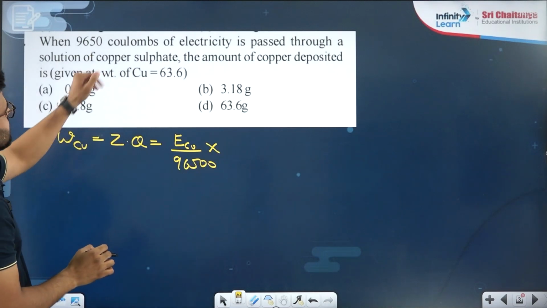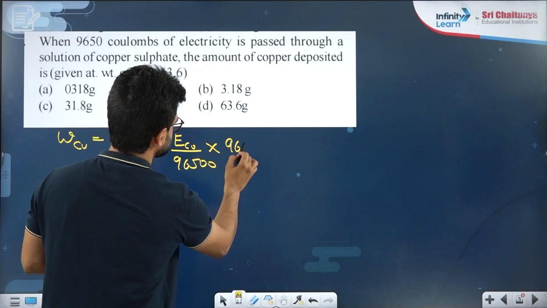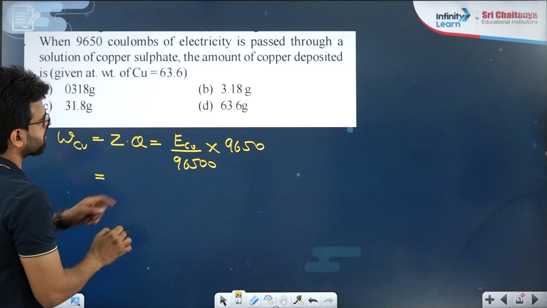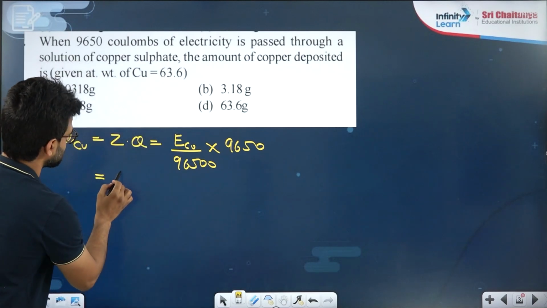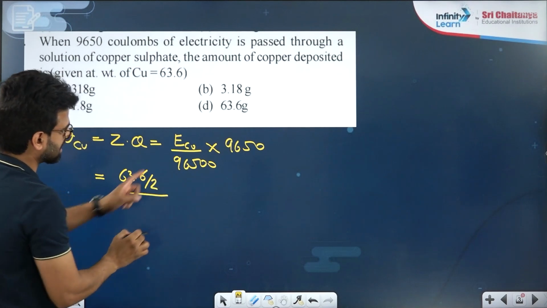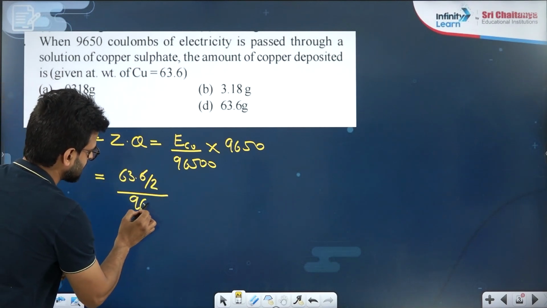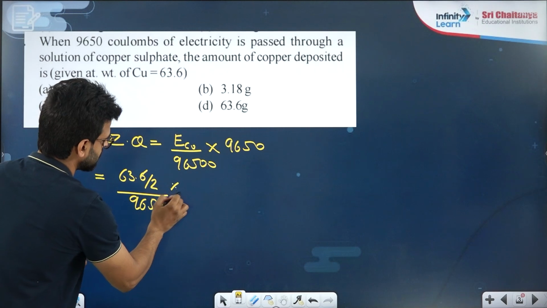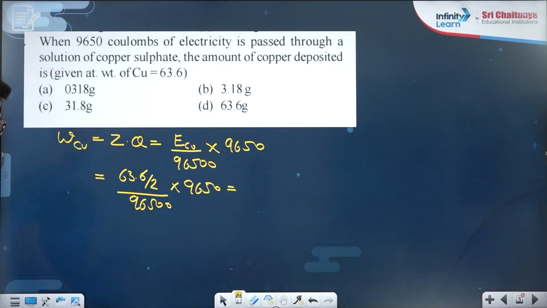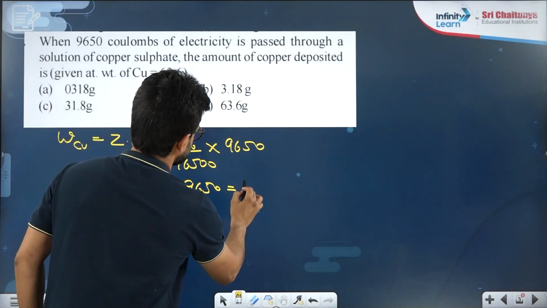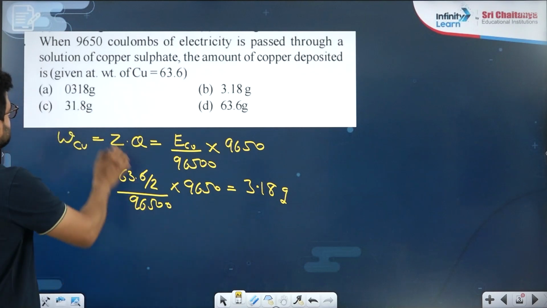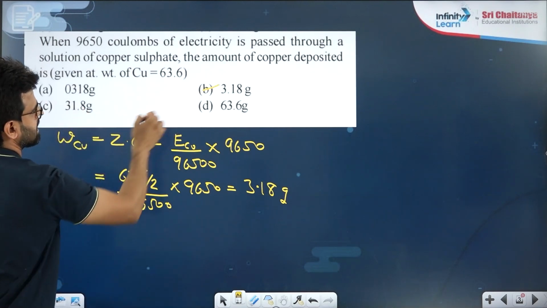And from here, how much charge? 96500. Clear? And what is the equivalent weight of copper here? You can see the given molar mass, so it is 63.6 divided by 2. It is the equivalent weight of copper divided by 96500, and it is the charge. So from here you can solve very easily, right? I think you'll get 3.18 grams. So easily we can solve our question and get the answer.